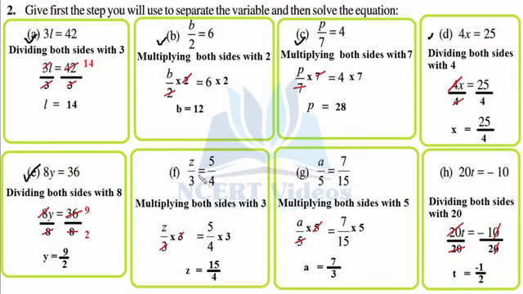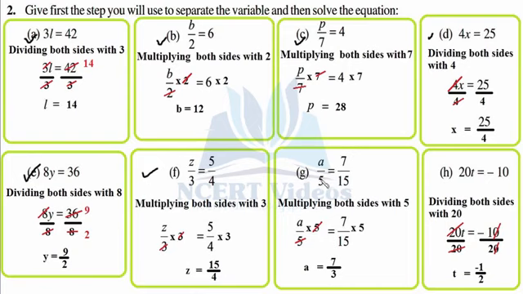F part, z over 3 equals 5 over 7. So it is in division, so we'll have to introduce multiplication so that we can cancel them. Multiplying both sides by this number, that is 3. So z over 3 as it is, 5 by 7 as it is, introduction of multiplication on both sides. 3 cancels, z is separated. Now 5 3s are 15 over 7, z equals 15 over 7.